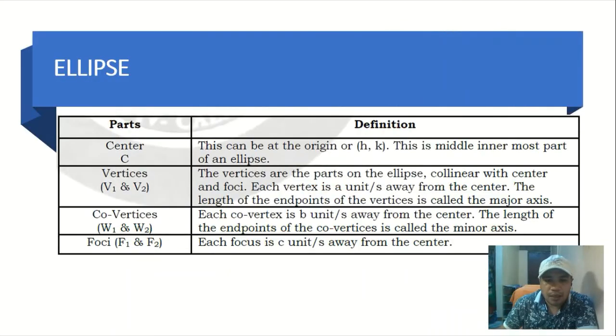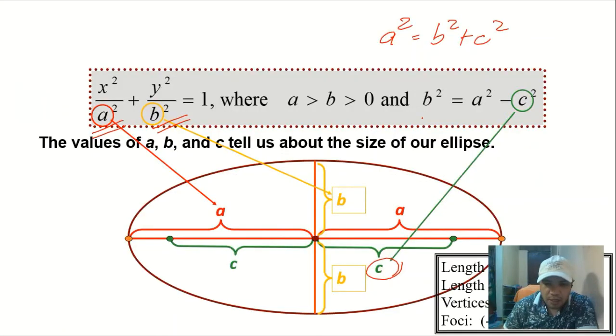And center. This can be at the origin or (h, k). This is the middle or innermost part of an ellipse. Then vertices, yung nasa gilid, are the parts on the ellipse collinear with the center and foci. Each vertex is a units away from the center. The length of the endpoints of the vertices is called the major axis. Covertices, each covertex is b units away from the center. The length of the endpoints of the covertices is called the minor axis. So each focus is c units away from the center.